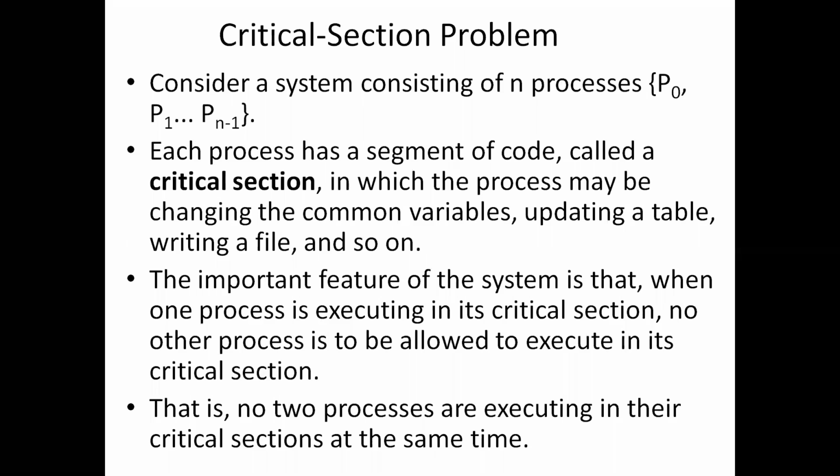We'll consider a system consisting of n processes: process 0, process 1, process 2, process 3, until process n minus 1. Each process has a segment of code, which is a set of instructions that is part of that process's code. Each process has a segment of code called the critical section, in which the process may be changing common variables.